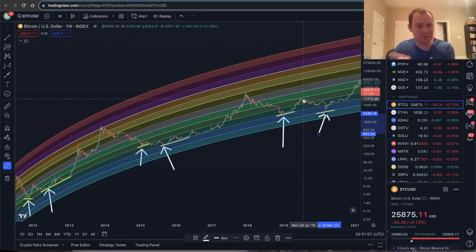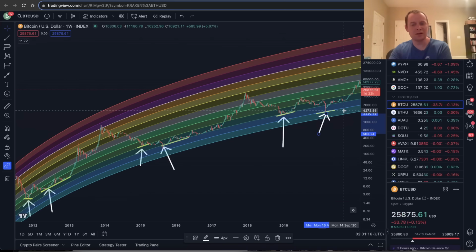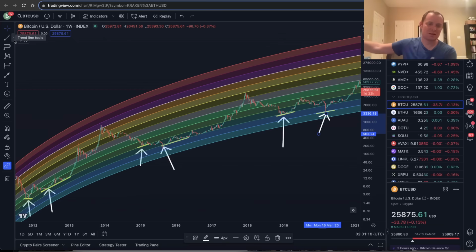A higher low in price, right? A higher low in price, but a lower regression band from where the bull market that took us to new highs was built from.